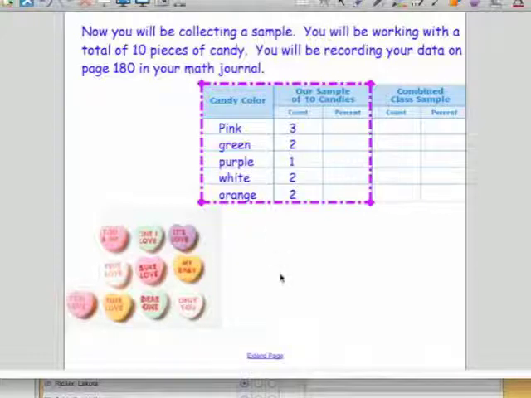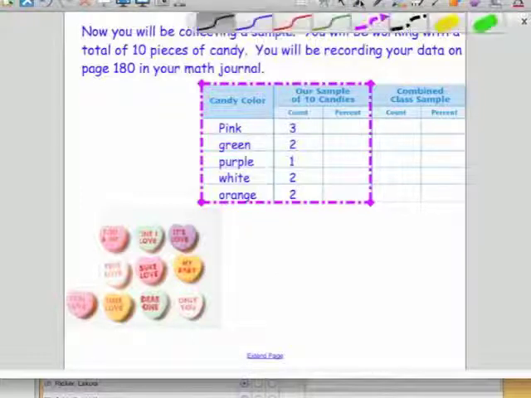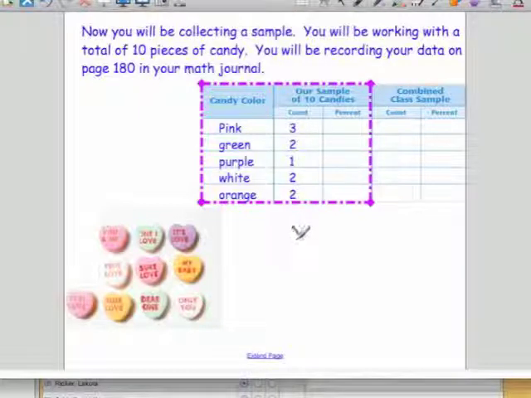So how do you think we're going to do that? If you think back to making a percent, you can first turn it into a fraction. So for pink, I have 3 pinks. That's going to become my numerator. And my denominator is how many in all? Well, you got 10 pieces of candy, so 3/10. Okay, then we're going to need to turn that into a decimal. 3/10 turned into a decimal is going to be decimal point 3.